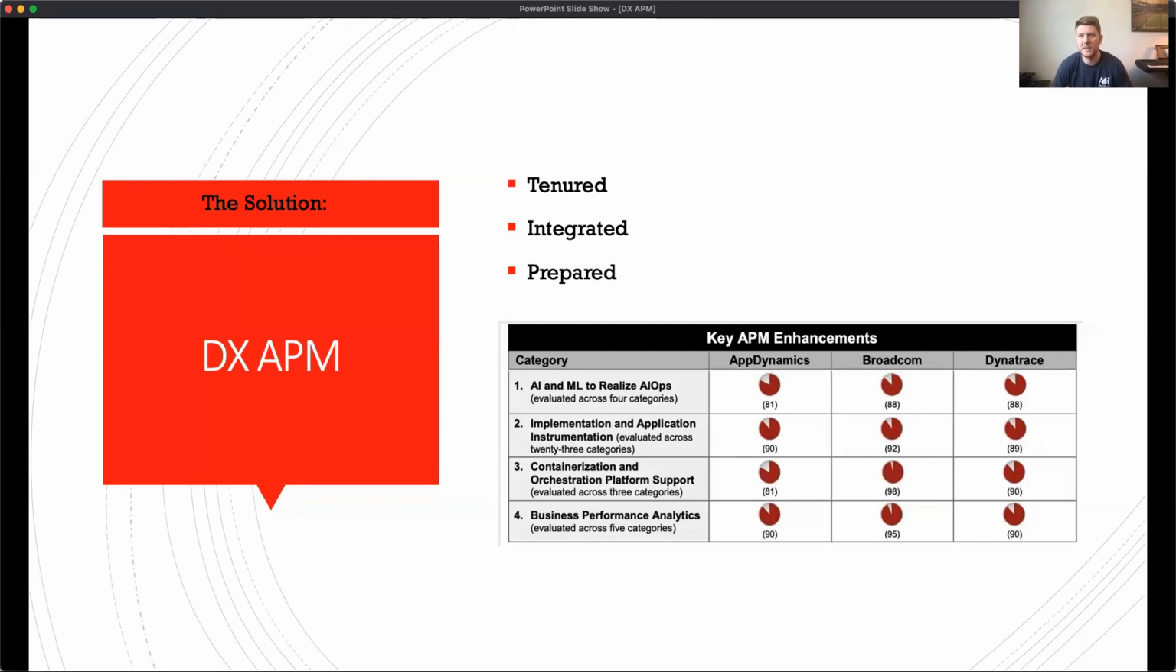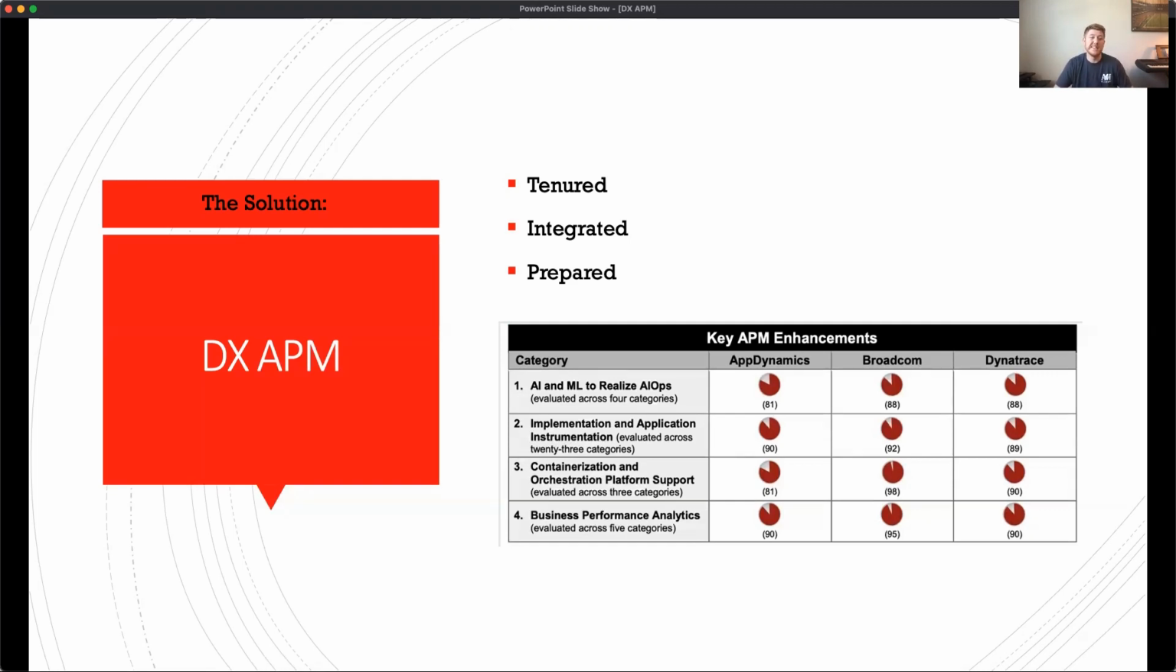First of all, DX APM, it's tenured. DX APM has a really long history dating back to the earliest years of the APM market, back when it was first known as Wiley back in '98. And still today, DX APM stands out as a leader in the APM industry. So a lot of experience there.